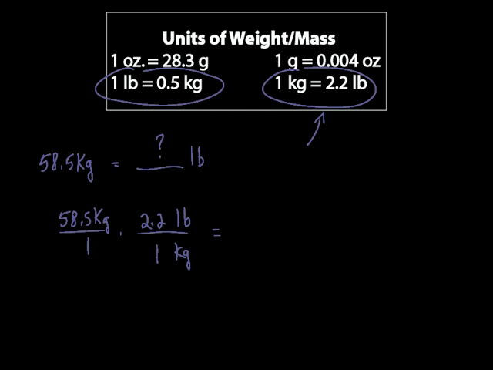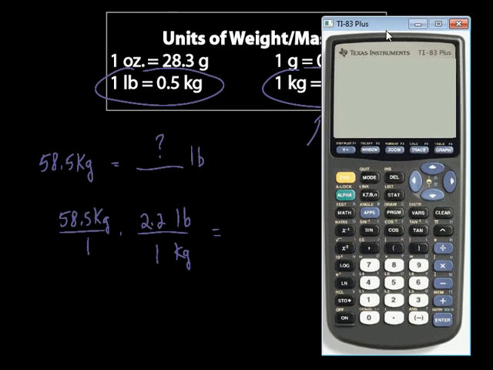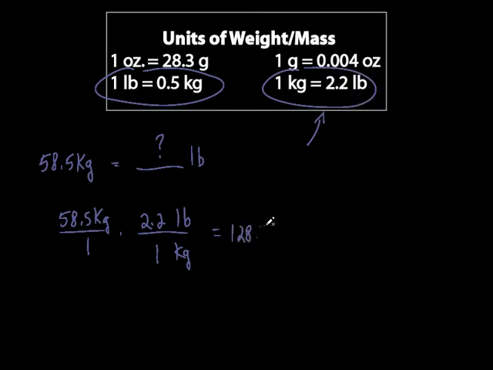All right, so now what do we do? Well, I would like to put that in my calculator. Instead of writing it out, I don't think I can do that in my head, so let's do this. 58.5 times 2.2. All right, and that's 128.7. 128.7 what? The kilograms canceled out. What am I left with? I'm left with pounds, so that is pounds. Okay, so 58.5 kilograms is 128.7 pounds. All right.